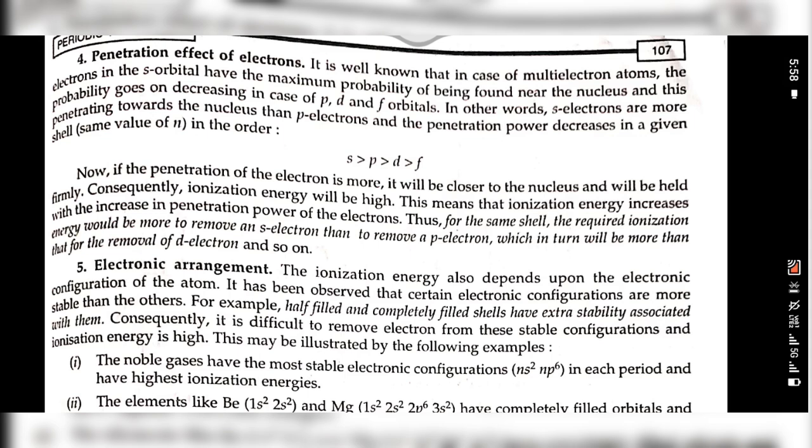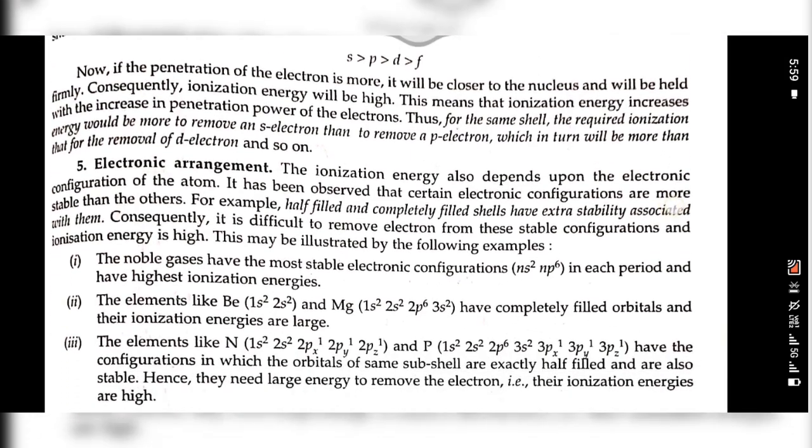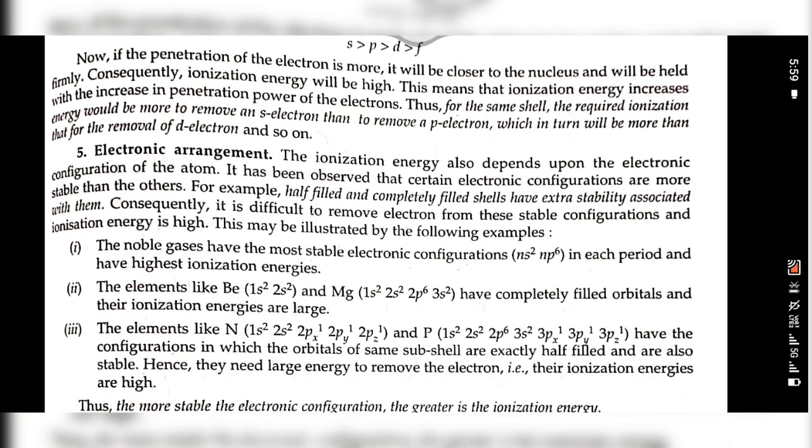Consequently, the ionization energy will be high. This means that ionization energy increases with the increase in the penetration power of the electrons. Thus, for the same shell, the required ionization energy would be more to remove an s electron than to remove a p electron, which in turn will be more than that for the removal of a d electron, and so on. The fifth one is the electronic configuration.